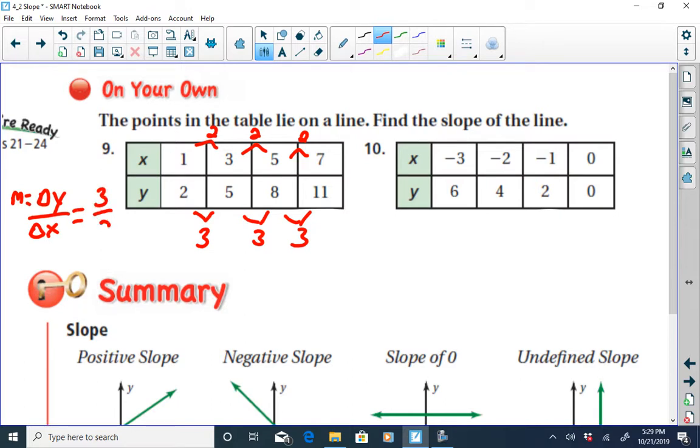Make sure that you write it as a ratio of change in y to change in x, because students will often make mistakes putting x over y, but it's always going to be the ratio of y to x.